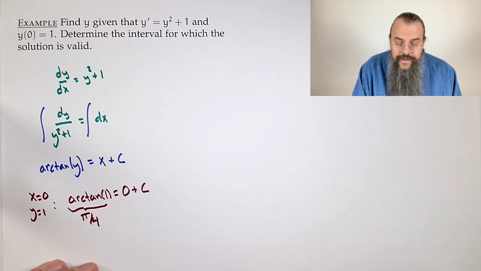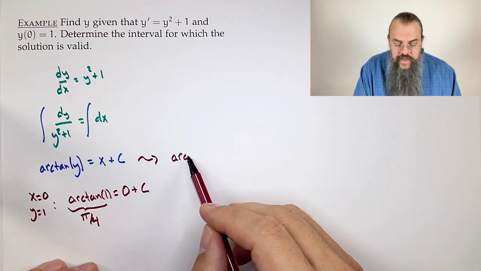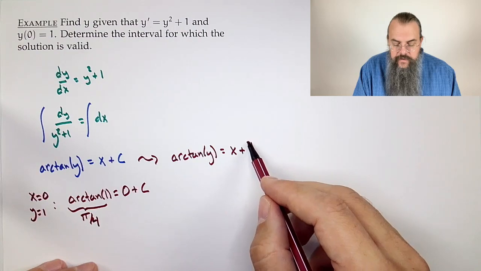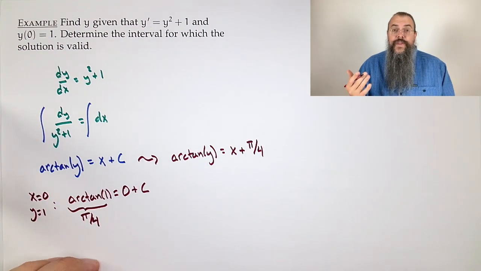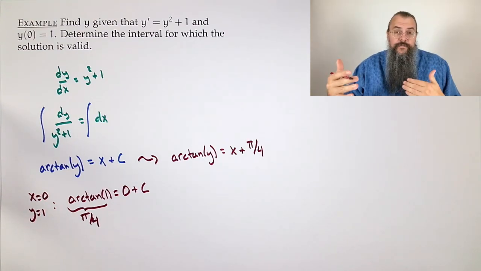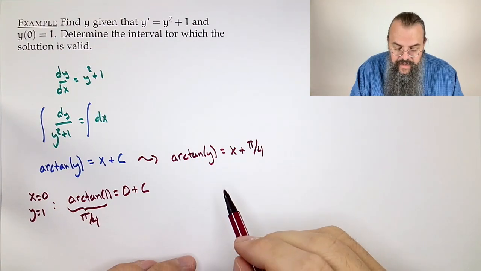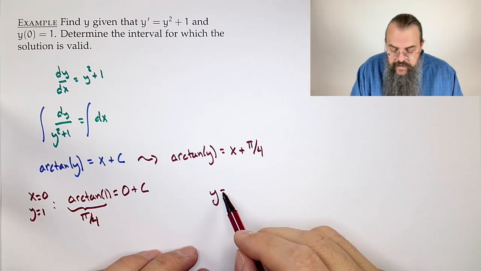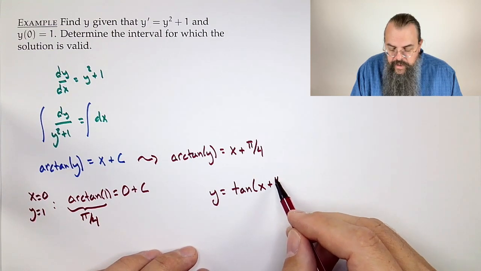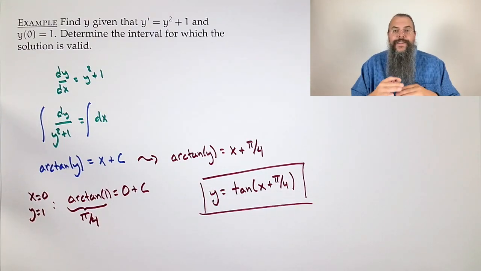So now we're like, great, we know what c is. So updating, we say, okay, arctangent of y is really x plus pi fourths. And now, to get the arctangent removed, we use the fact that it's the inverse tangent function. So we'll use the tangent function. Tangent and the inverse tangent function will undo each other. And so we get y is equal to tangent of x plus pi fourths. All right. Good. There we go.